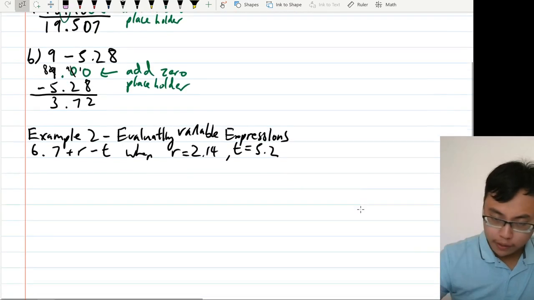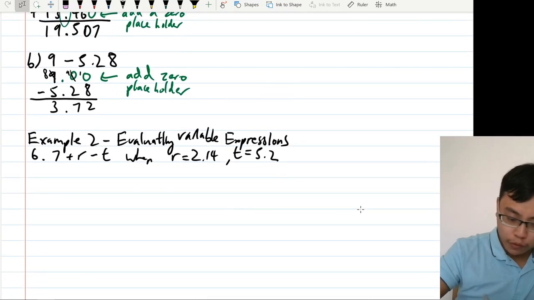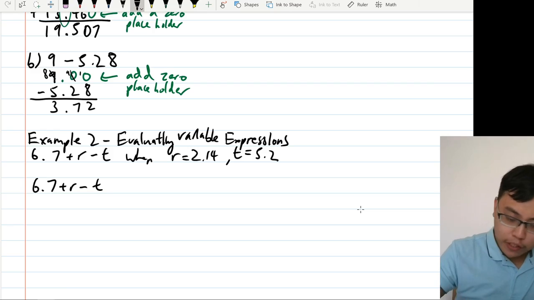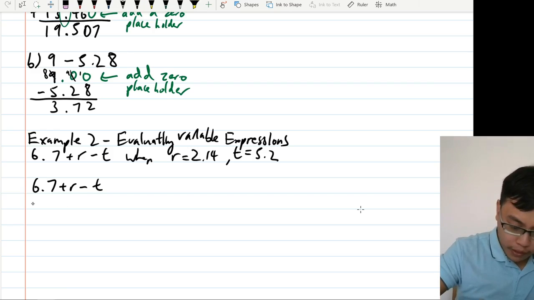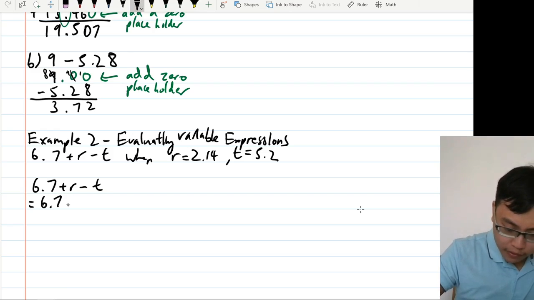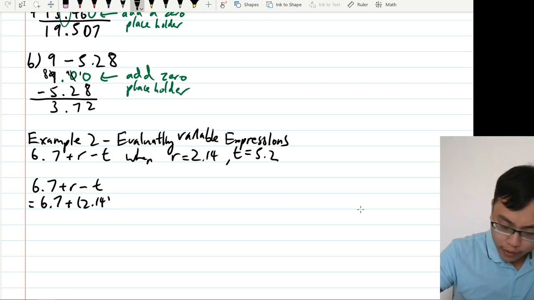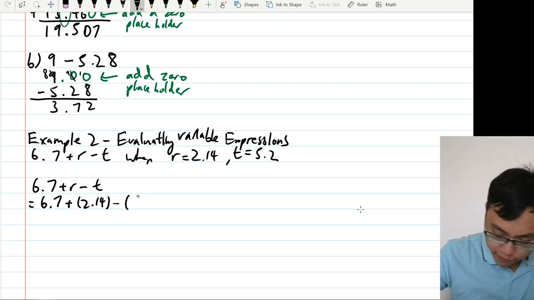But I will show you, okay? So as the solution, I'm going to copy down the question, 6.7 plus r minus t, and then substitute my values in. So that is equal to 6.7 plus r. What's r? That's 2.14, and then minus t, and that's 5.2.